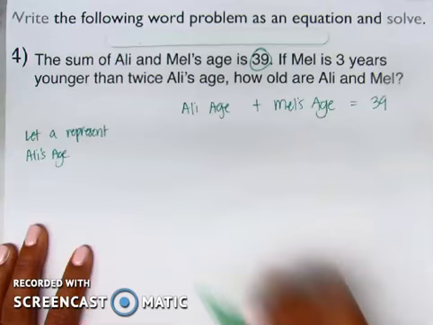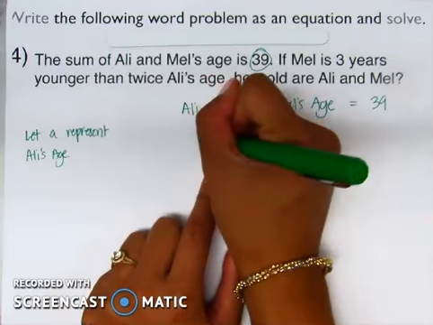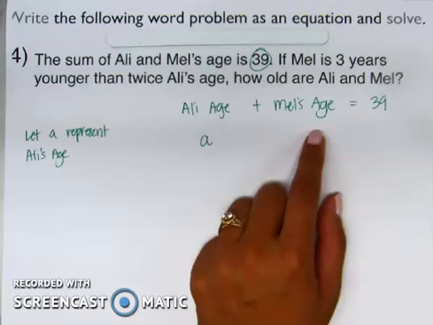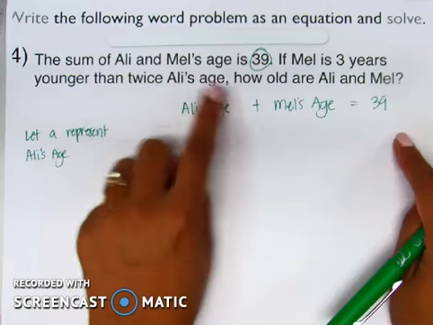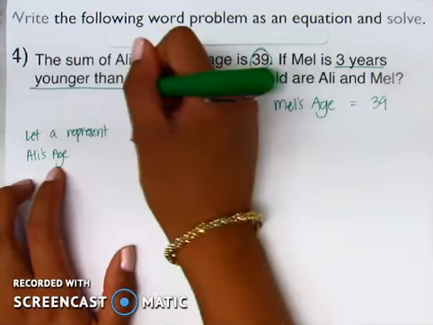Okay, so now that we have that, I'm going to go ahead and assign Allie's age as A. So all I need to do is figure out how I'm going to write Mel's age. Well, Mel is 3 years younger than twice Allie's age. So let's first start by deciphering 3 years younger than.